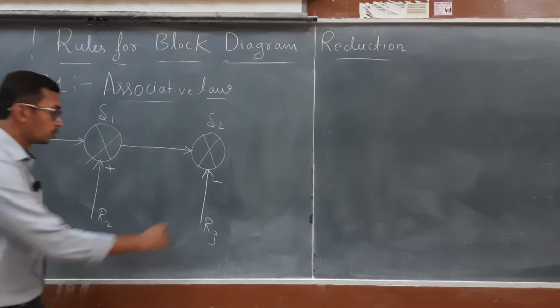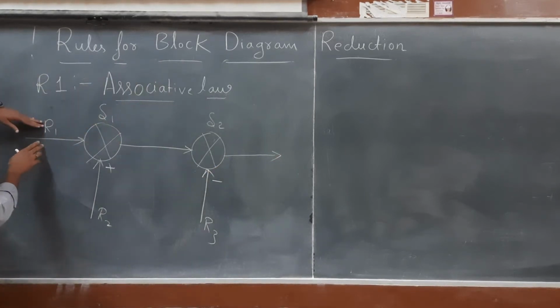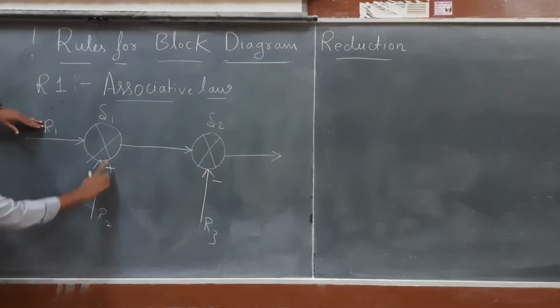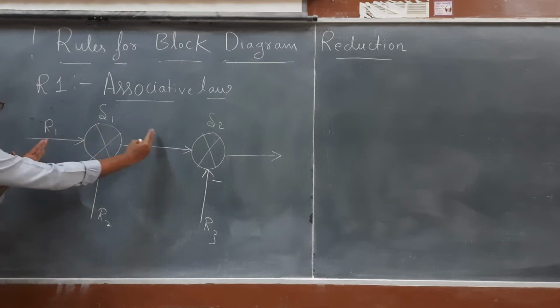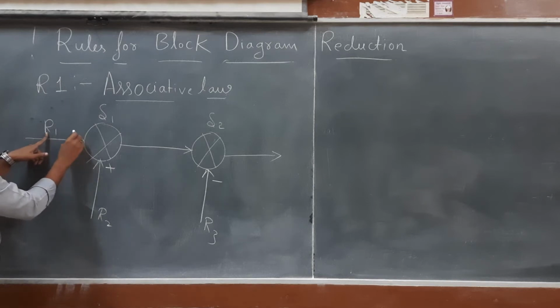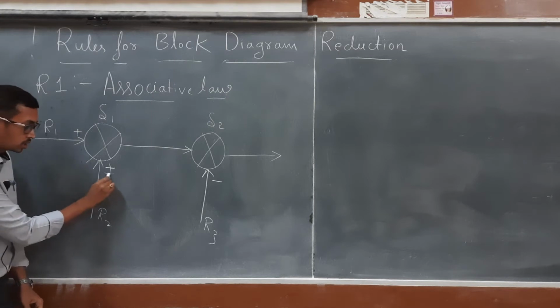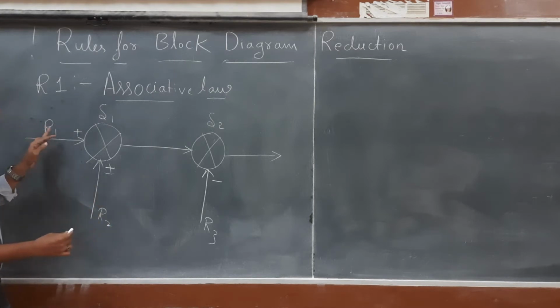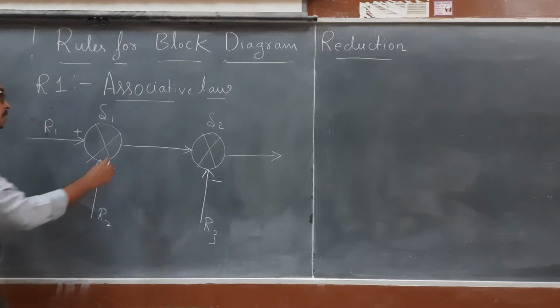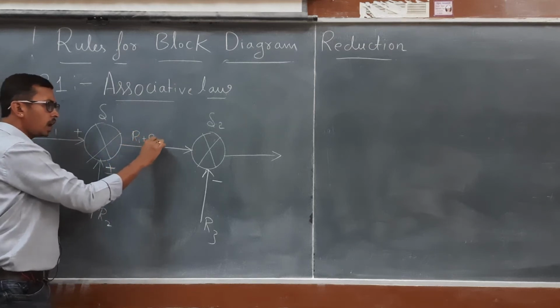So what is the output of this? Let me tell you once again. R1 is the input. There are 2 inputs to summing point 1. What is the output from summing point 1? It will be the algebraic summation. For R1, if there is no symbol, that means it is a plus. Here also there is a plus. Therefore R1 plus R2. The output of summing point 1 is R1 plus R2.